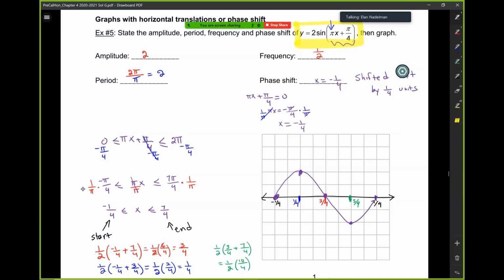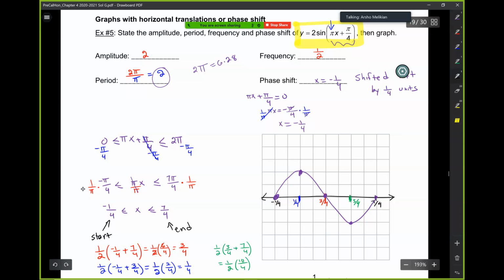So the period changing, what does that do to the graph? The period changing either scrunches it down so it's a lot faster, or it elongates it. It makes it slower. So the period here is 2. Normally the default of a period is 2 pi. 2 pi is 6.28, right? But this thing started and finished over a period of 2.